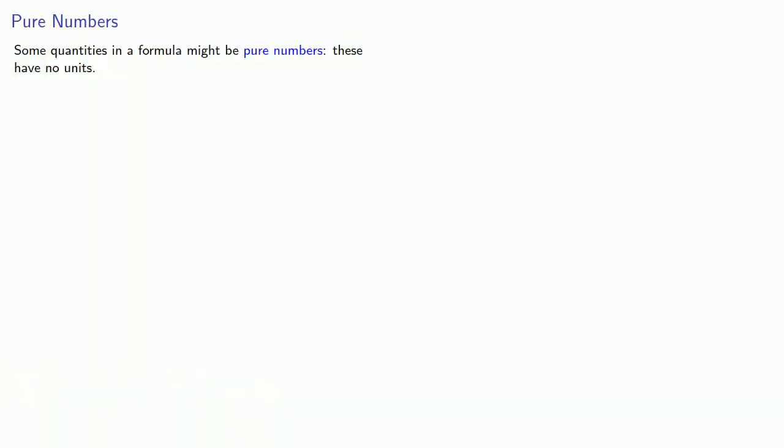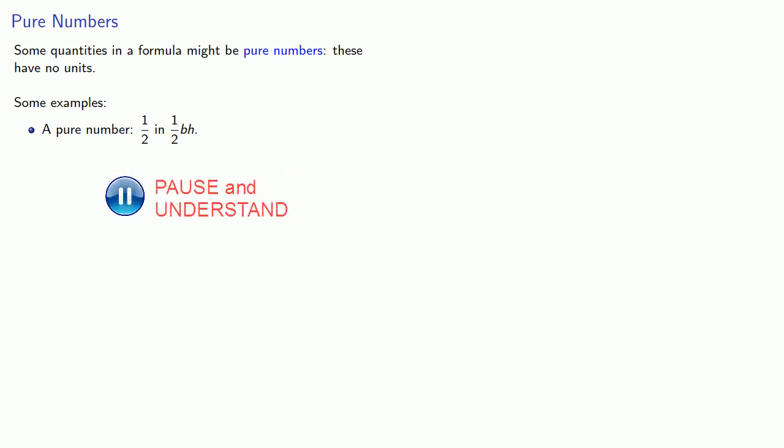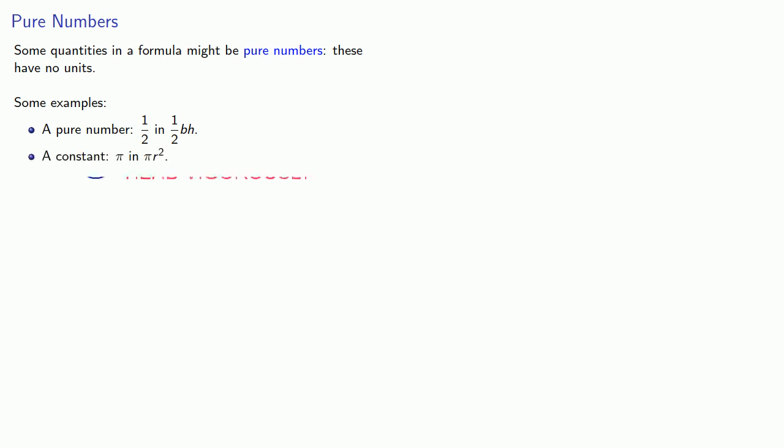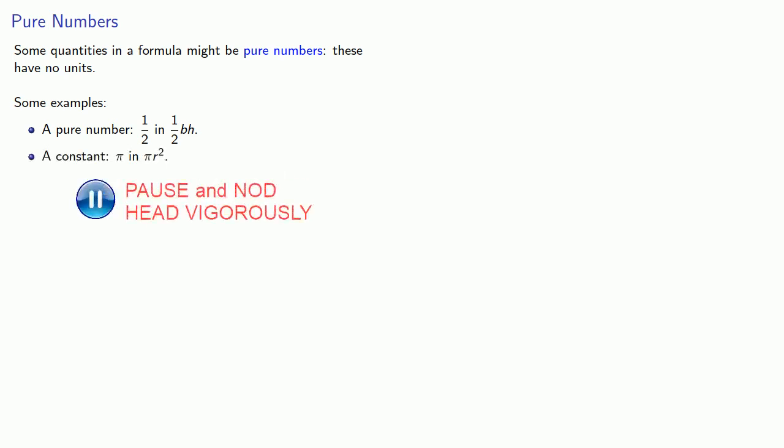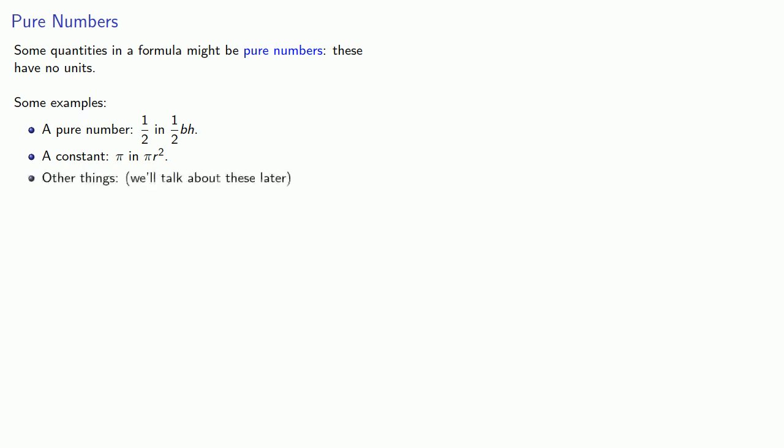Now some quantities in a formula might be pure numbers. These have no units. For example, we might have something that actually is a pure number, like 1/2 in the formula 1/2 b times h. Or we might have a constant, like the pi in the formula pi r squared. And there are other things which we'll talk about later.